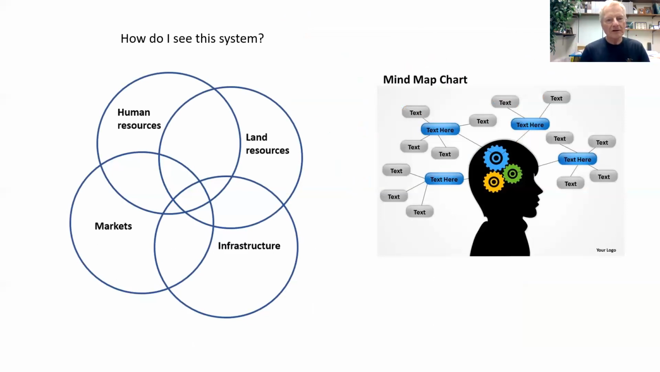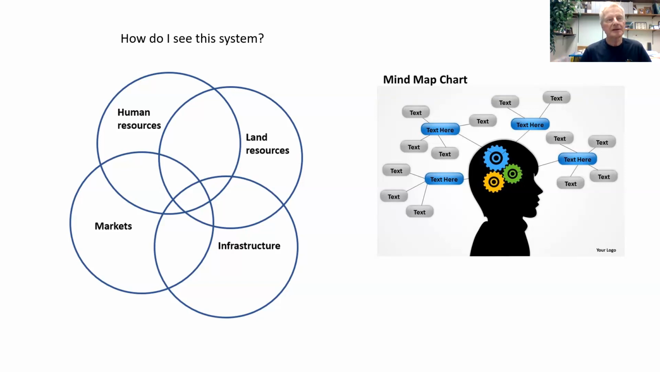Okay, so I've talked about some of the resources on the farm, the land resources, the human resources, the infrastructure, the markets. How do I see this system? If I'm operating a farm like this or part of the family, how do I really understand all these parts? And is the way that I understand it the same way that my partner might understand it, or that my children might understand it? And so I want to talk a little bit about mind mapping.